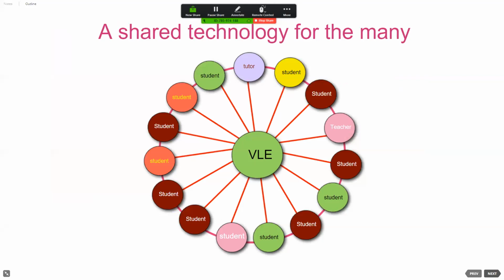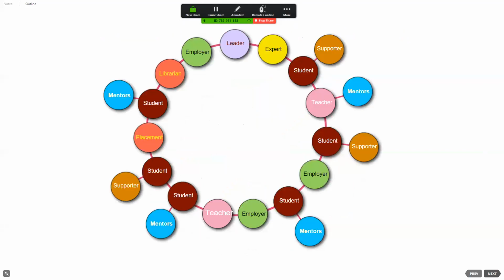This is the model of learning that we're used to, and it's something that we're grappling with in the world of education, because the world, as we know, has moved on. Anyone who's got a smartphone with apps on it. We've moved from a situation where technology was shared for the many to technology for the one, which is the next slide again, please.